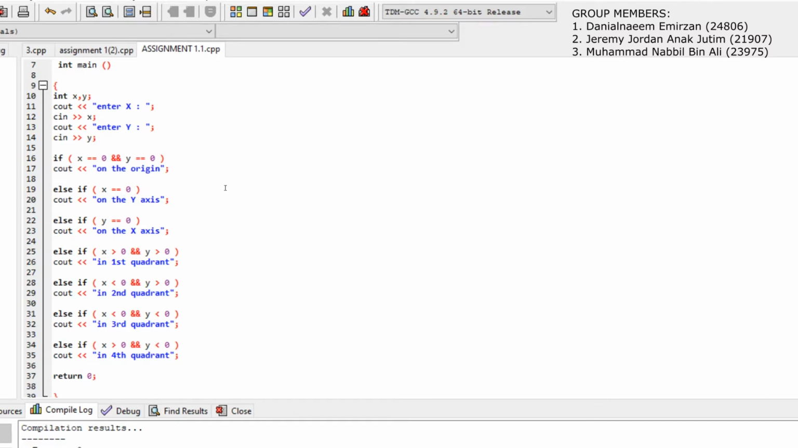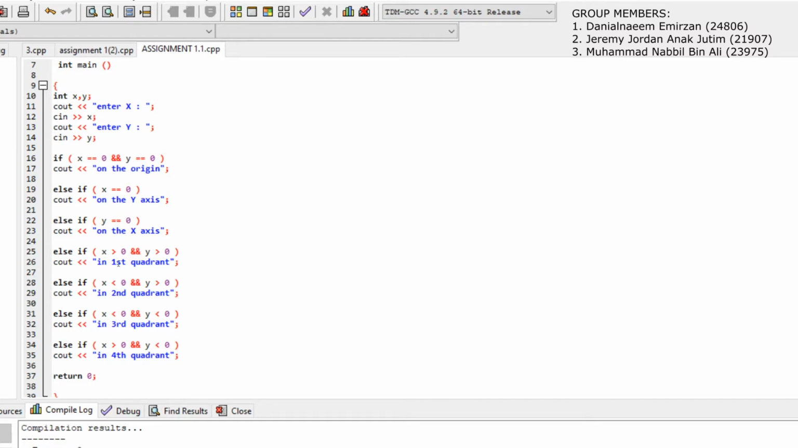Here is the program that I already built. First, we need to declare the integer variables x and y. We will cout the coordinate of x and cout the coordinate of y, and then we will declare the statement: if x is equal to 0 and y is equal to 0, it will print on the origin. Else if x is equal to 0, it will print on the y-axis. Else if y is equal to 0, it will be on the x-axis.